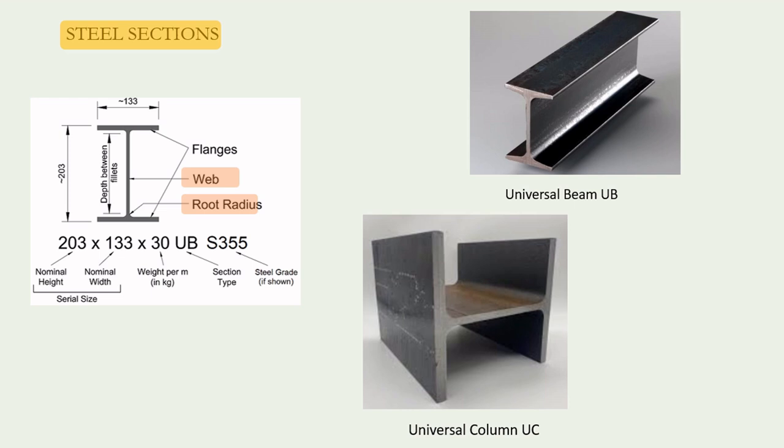UCs have an H-shaped cross-section, with equal or nearly equal height and width. This shape provides greater resistance to axial loads, compression or tension, and torsion, making them suitable for vertical applications like columns in buildings and bridges.